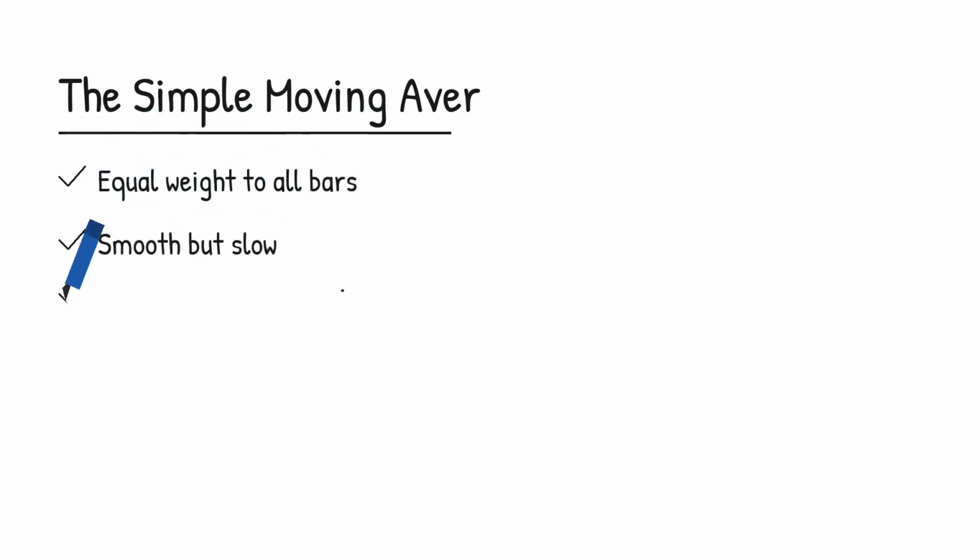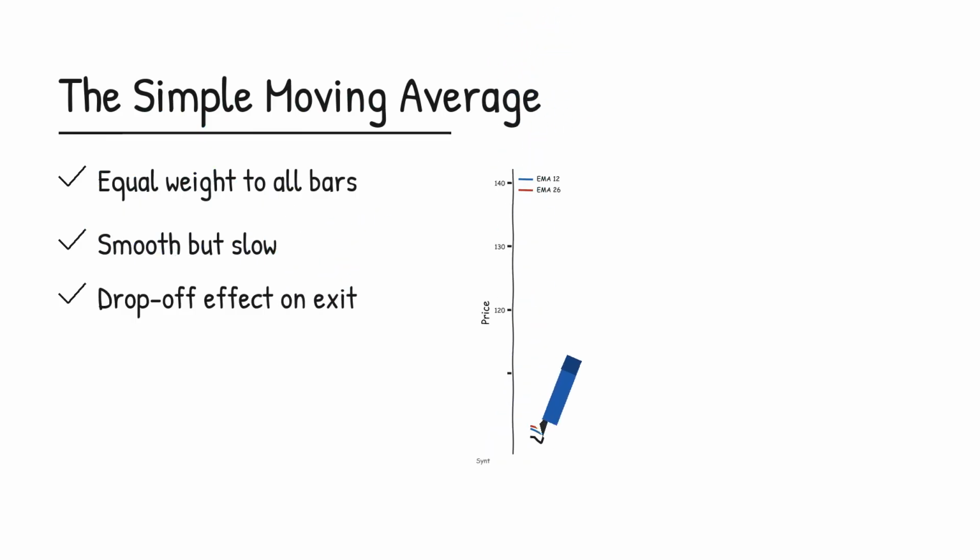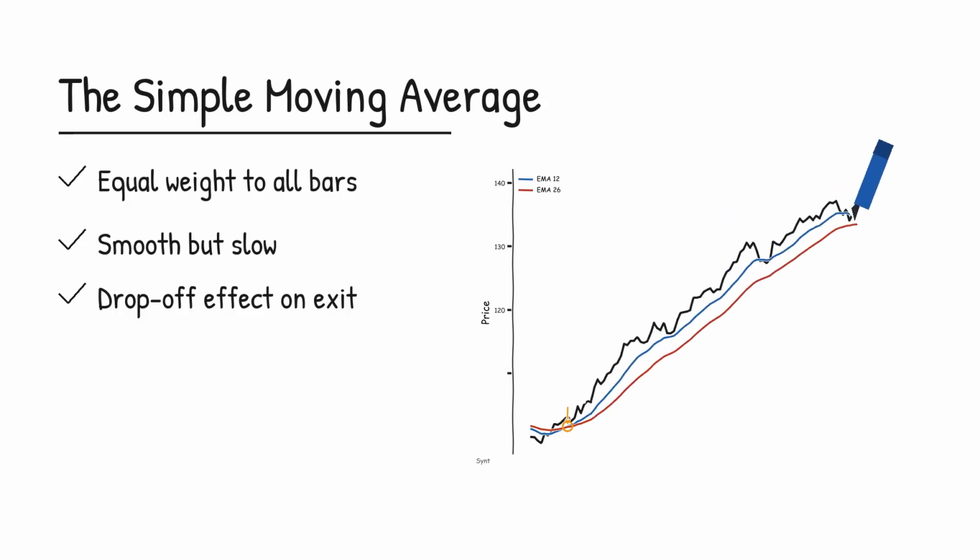The simple moving average is the arithmetic mean of the last n closes. Add the closes, divide by n. Every bar inside the window gets equal weight, and the bar that drops out of the window has the same influence as the newest one. That equal weighting is the SMA's signature. It produces a smooth, stable line, but it also means the average reacts slowly, and it can jump when an old extreme price exits the window, a quirk called the drop-off effect.